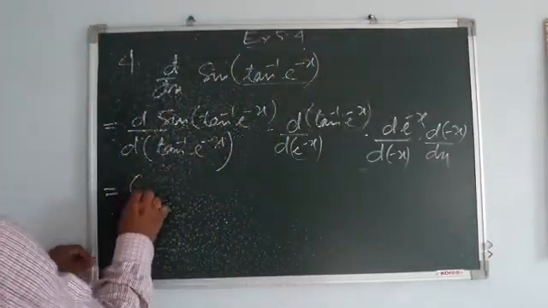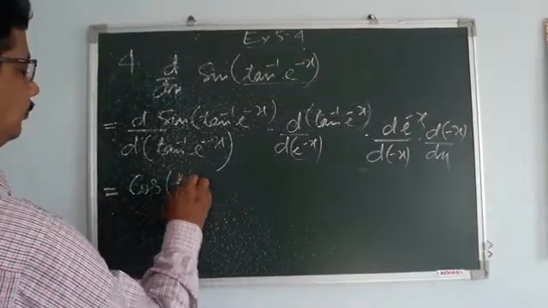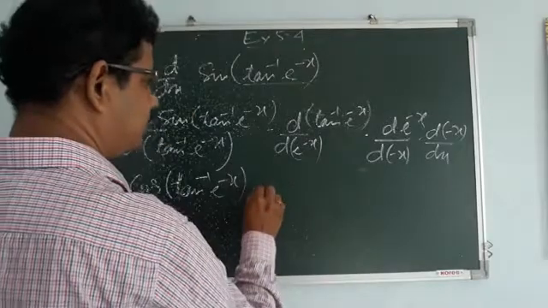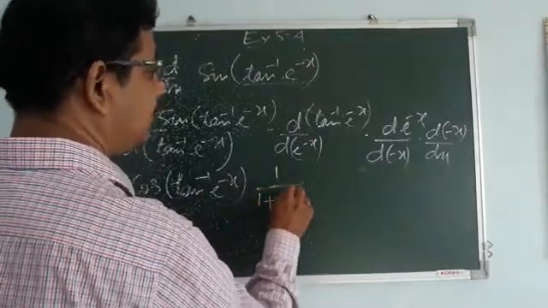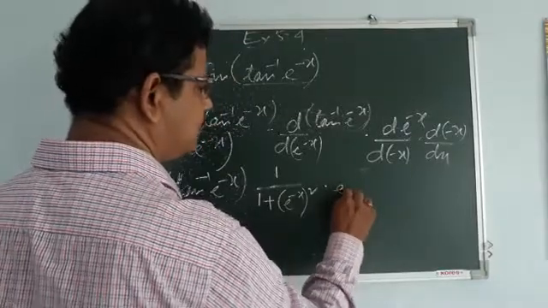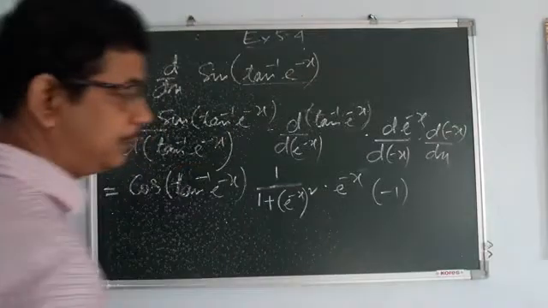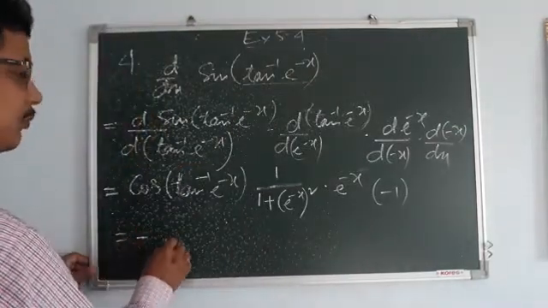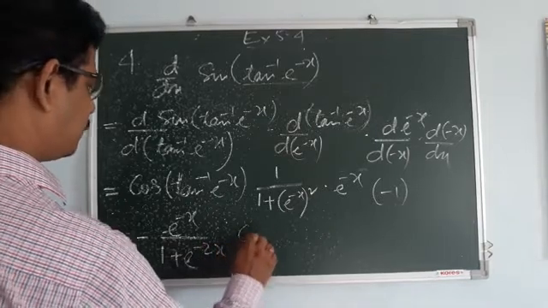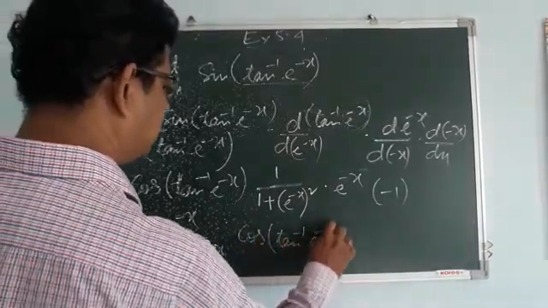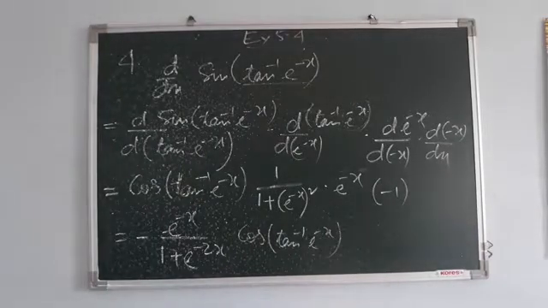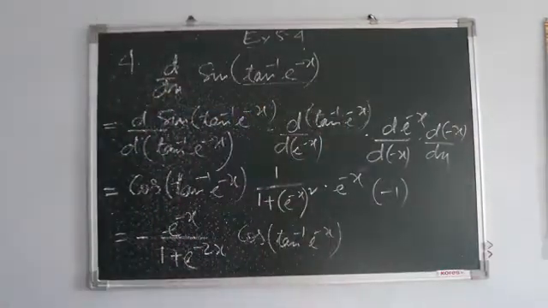So we will write here cos tan inverse e to the power minus x. Differentiation of tan inverse of something is 1 by 1 plus that something square, so it is 1 by 1 plus, e to the power minus x whole square. Differentiation of e to the power minus x with respect to minus x is itself, and differentiation of minus x will be minus 1. Now see what result comes: minus e to the power minus x by 1 plus e to the power minus 2x, times cos tan inverse e to the power minus x. So this is the result of question number 4. Here we have used chain rule four times. Then we will go for question number 5.